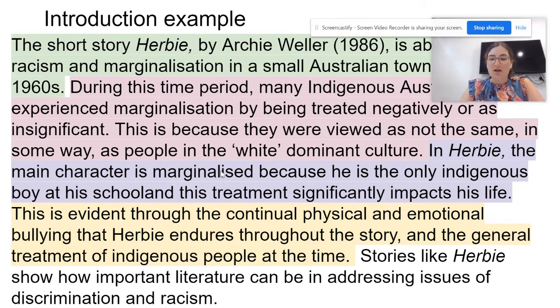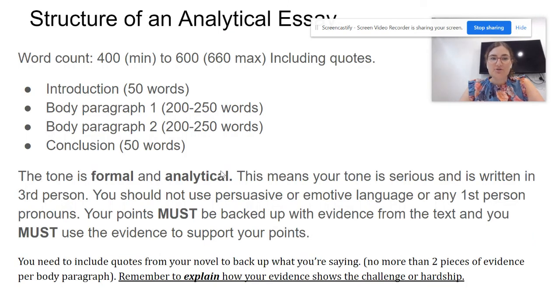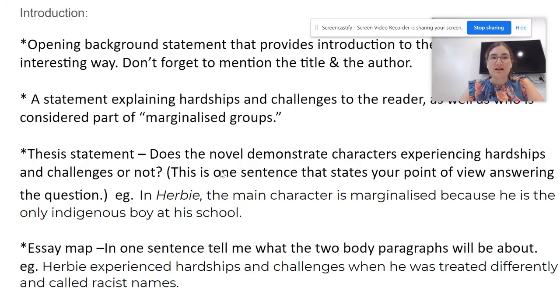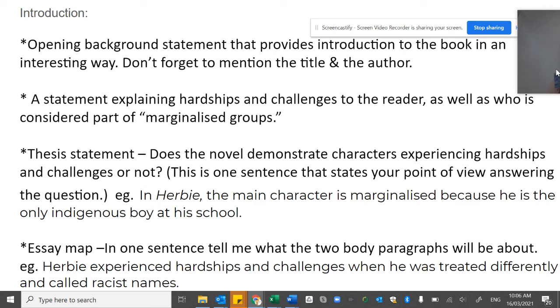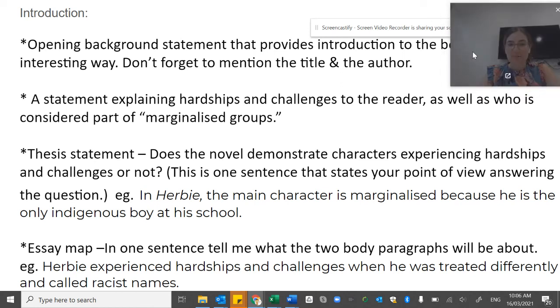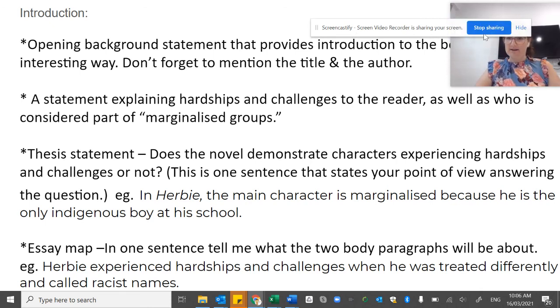Okay, so an introduction. An introduction includes a few different things. It has an opening or a background statement that provides an introduction to the book in an interesting way. So you will tell me the title of the book, the author, you'll tell me when the book was made, and you'll give me a little bit of information about it. So you're adding some context in there. So you should be telling me where the novel is set, who are the characters involved, and a general sentence about why it's important.